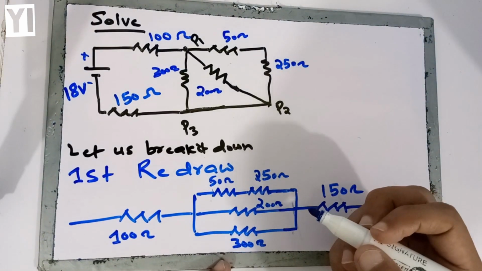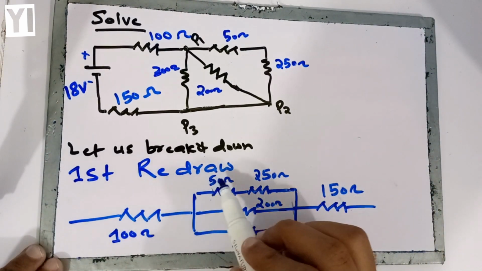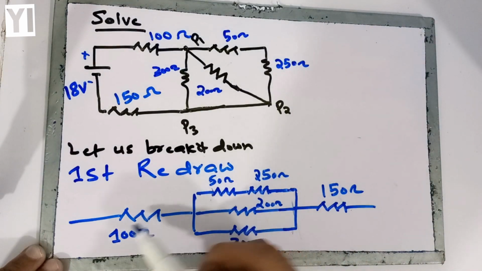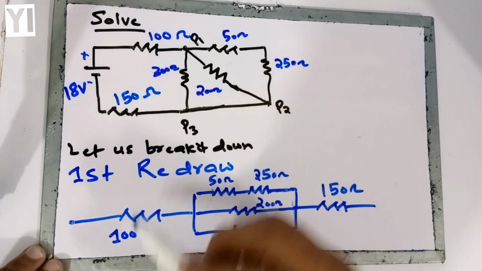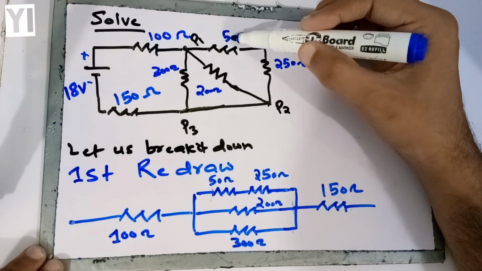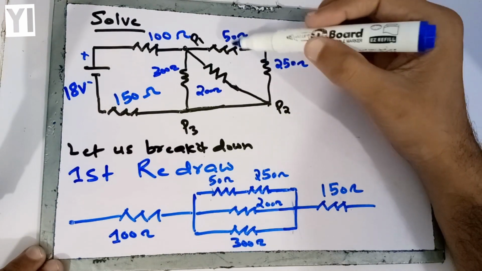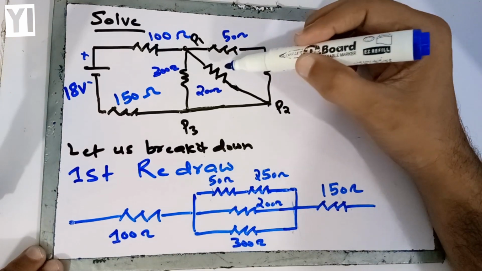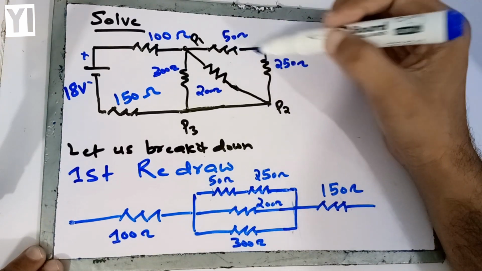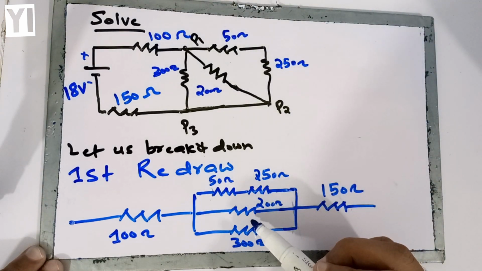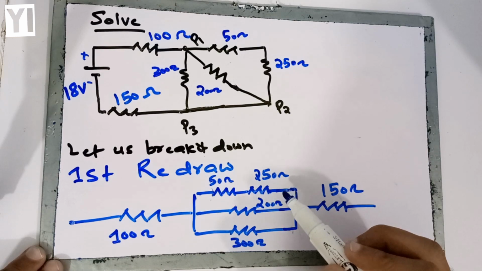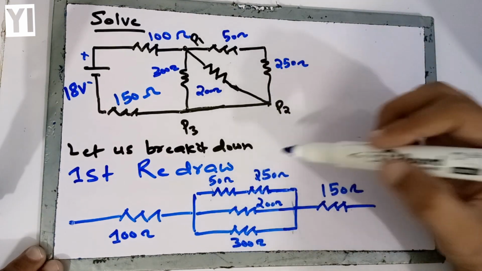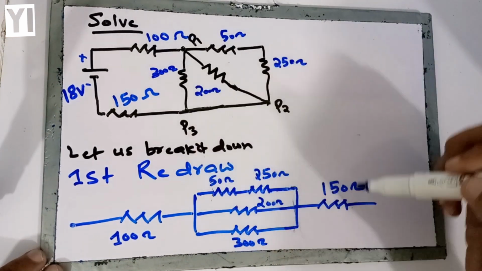Now when we distribute it, we'll see here I have drawn the first redraw. This 100 ohm is represented here. Now that 50 ohm and 250 ohm are in series, so that's why both of these I have drawn here in series, and this 200 ohm is in parallel with these 50 and 250. And the same, this 300 ohm is also in parallel with these three, and this 150 is separated here.